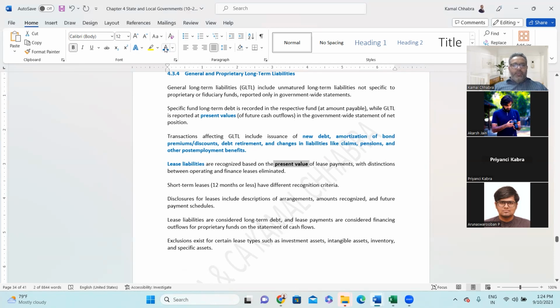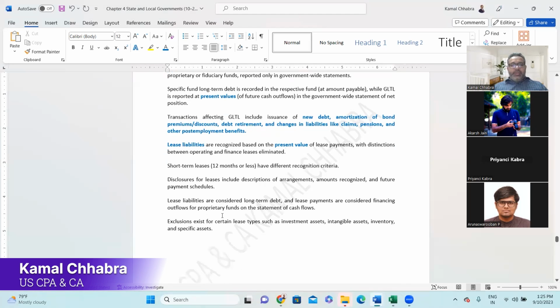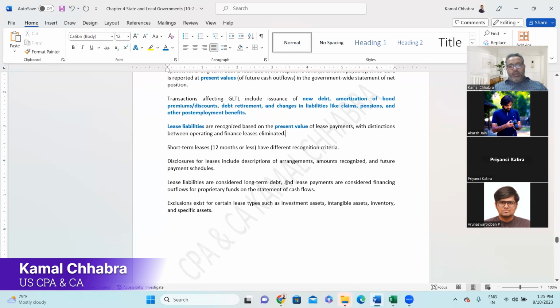So this is the total future lease payable, the total cash outflow in the lease payable, and the present value of the same. Short-term leases have different recognition criteria that do not require present value. Disclosure of the lease includes a description of the agreement, the amount to be recognized, and the future amount payable as per the schedule. Lease liabilities are considered long-term debt, and lease payments are considered a financing outflow for the proprietary fund on the cash flow statement.